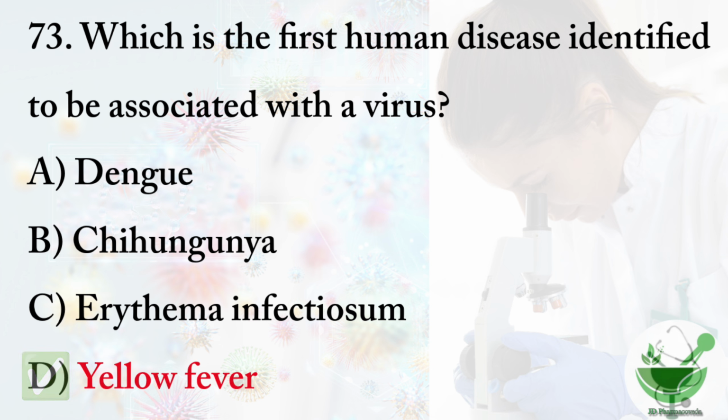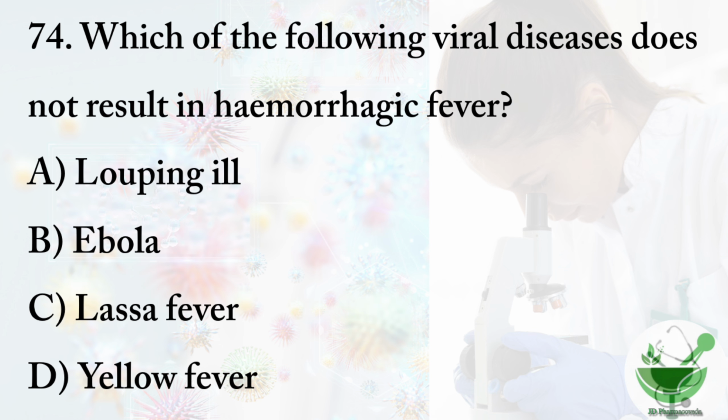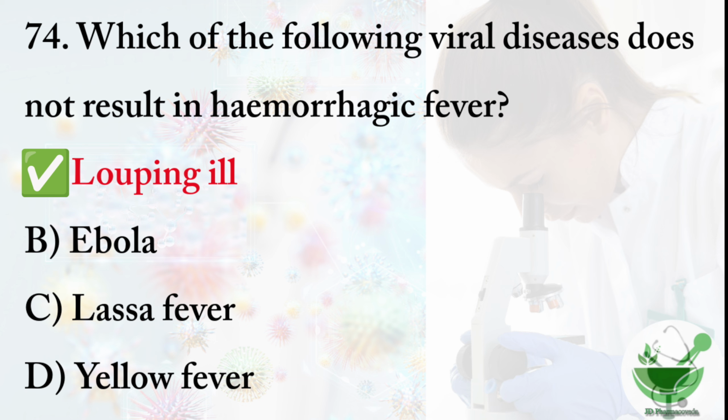Then question number 74, which of the following viral diseases does not result in hemorrhagic fever? The options are option A louping ill, option B Ebola, option C Lassa fever, option D yellow fever. So the right option is option A louping ill.